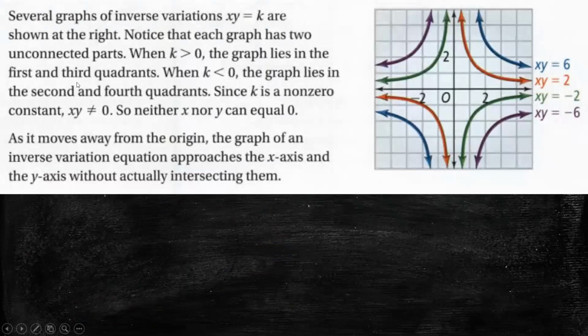Let's now start here. So I told you that the objective of this lesson is how to write and how to graph the inverse variation. We learned how to write. Now let's see how to graph the inverse variation. Several graphs for the inverse variation xy equals k are shown at the right. So to draw the inverse variation, it is supposed to be graphs like this.